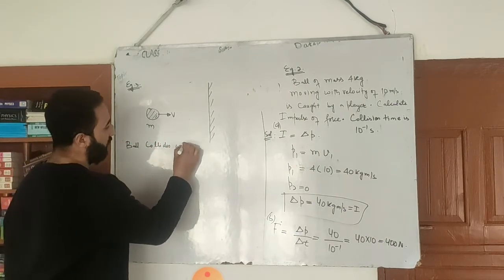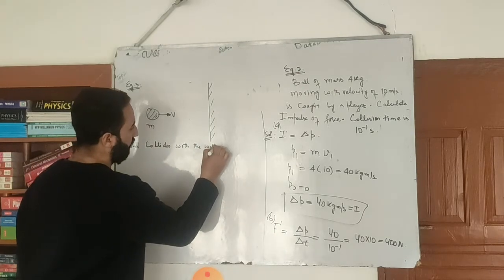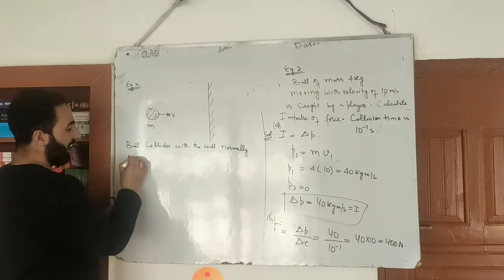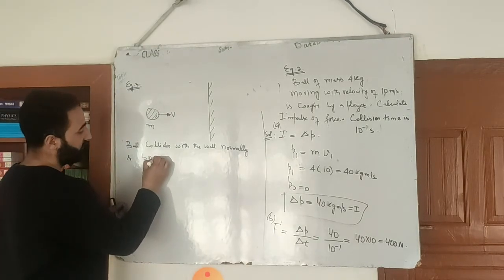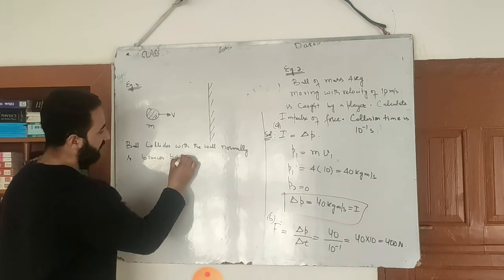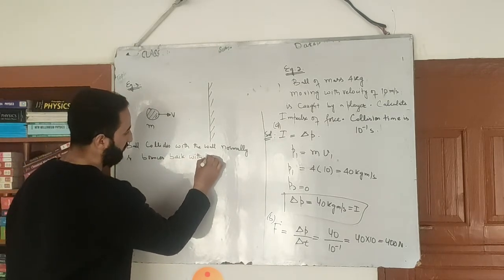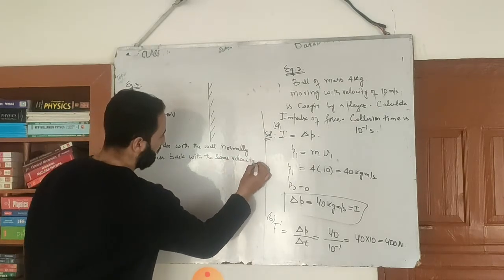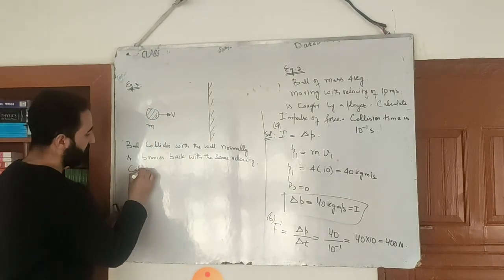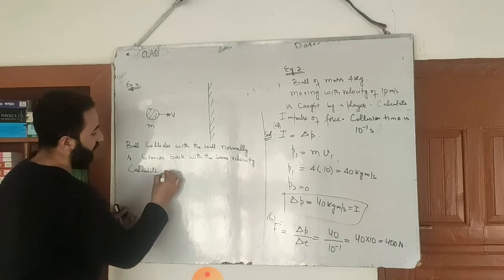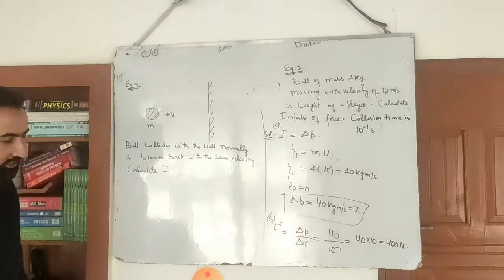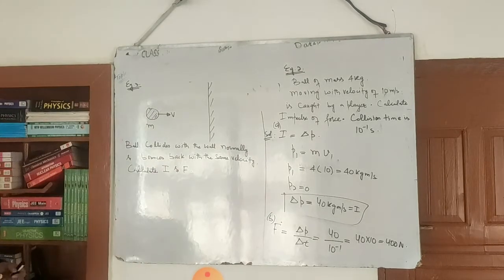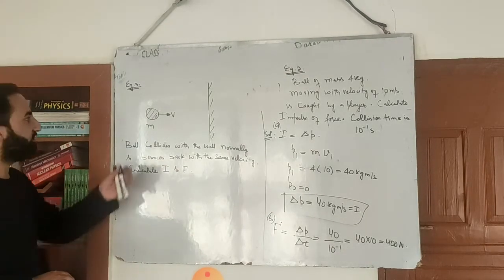Collides with the wall normally. Normally implies perpendicular to the surface. It bounces back with the same velocity. Calculate impulse and force. Okay, so this is the initial velocity, that is equal to v.